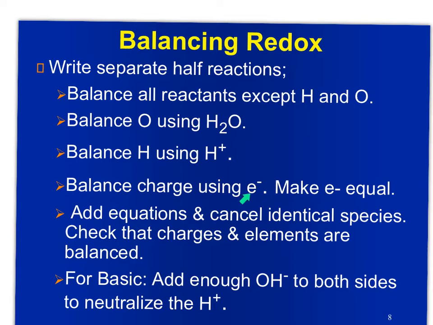You make them equal on both sides, and you make them equal in both halves because you've got to get rid of them. You can't have them in your final equation. And then you add the equations and cancel identical species. Check that charges and elements are balanced. And for basic, you add enough OH to both sides to neutralize the solution.